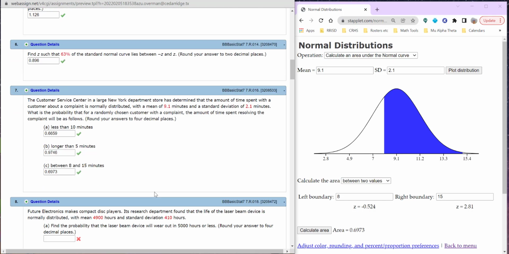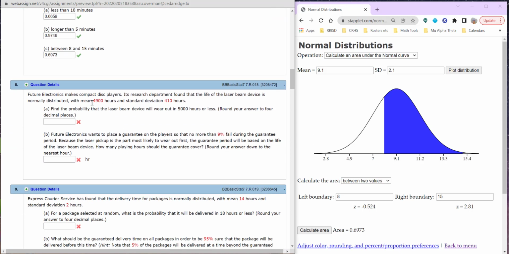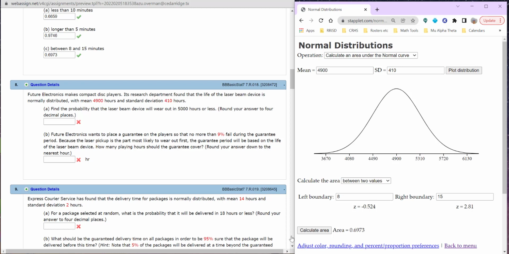Okay, now we are dealing with another one. Okay, this is a tricky one, so let's pay attention. Future Electronics makes compact disc players. Its research department found that the life of the laser beam is normally distributed, which means we're using this puppy over here. I'm going to put in a mean of 4,900 and a standard deviation of 410. And then plot distribution.